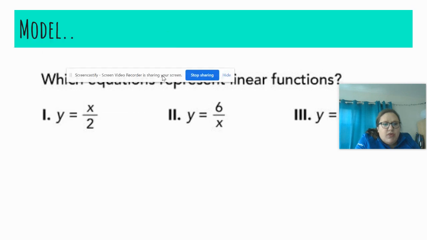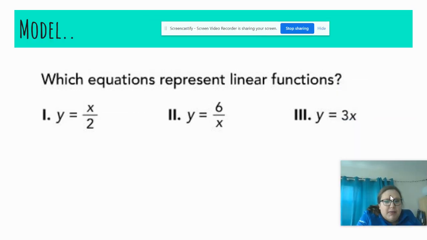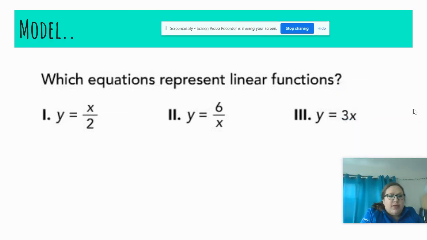All right, which equations represent linear functions? This kind of went out of order. This should have been with the other stuff. If I rewrite x over 2, this would be the same as 1/2 times x. And the x is in the numerator, not the denominator. So yes, this is linear.